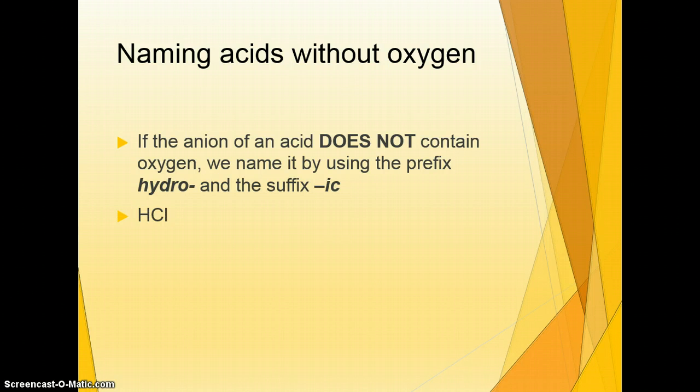For example, one of our most common ones, HCl. We look at our anion, which is Cl. Cl does not contain oxygen. There's no oxygen written there. So we are going to name this hydrochloric acid.